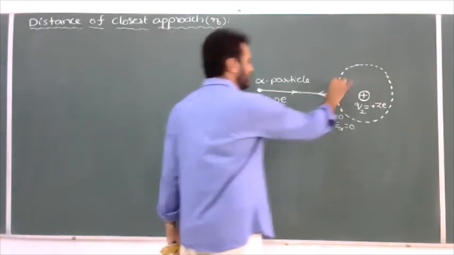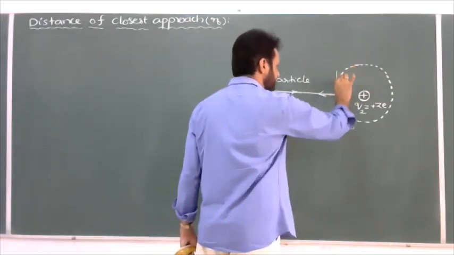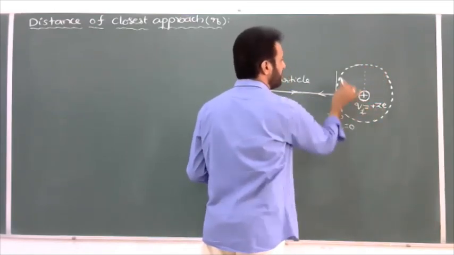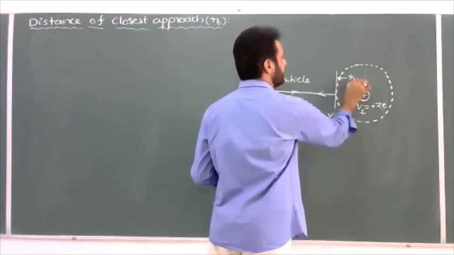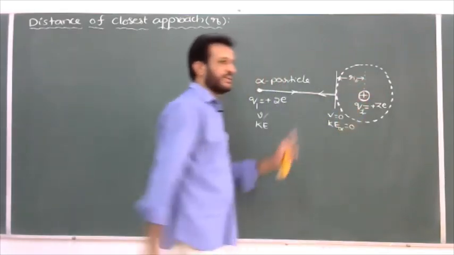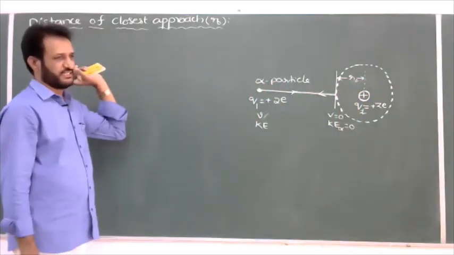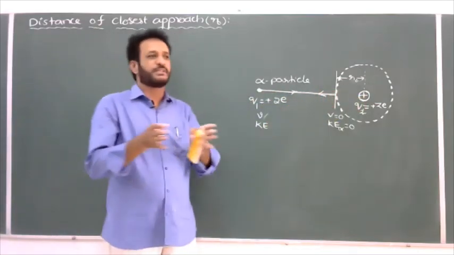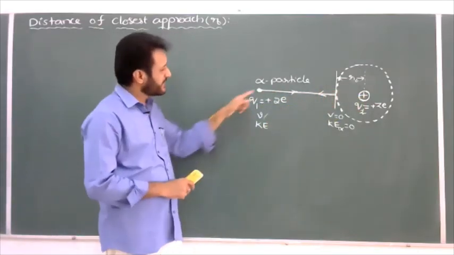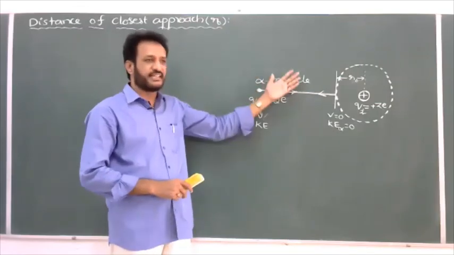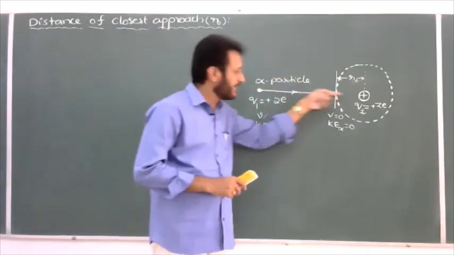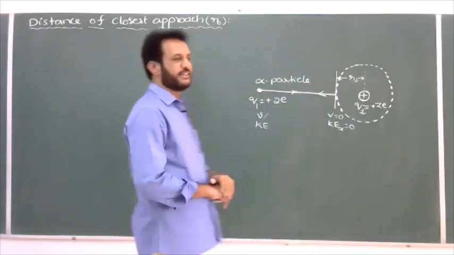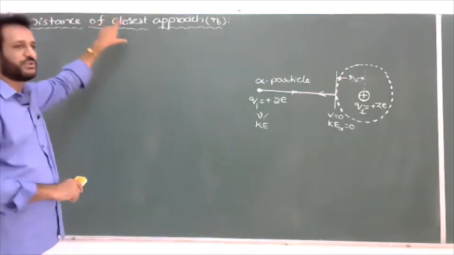At that moment, the distance between the center of the nucleus and where the alpha particle has stopped can be taken as the distance of closest approach. Further, the alpha particle cannot move towards the nucleus because of the greater repulsive force. If you send it with more and more kinetic energy, the alpha particle can penetrate and move into the nucleus. Then we cannot calculate the radius of the nucleus or the distance of closest approach.